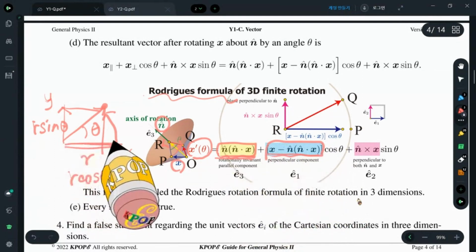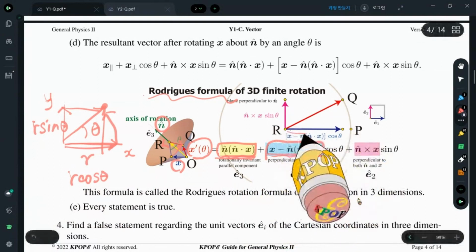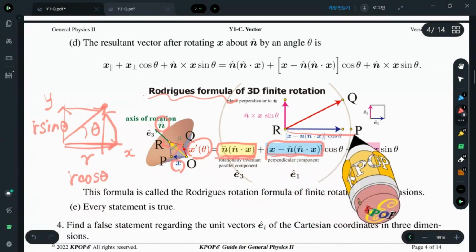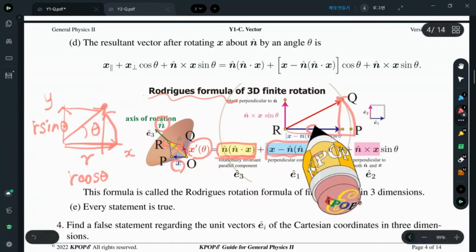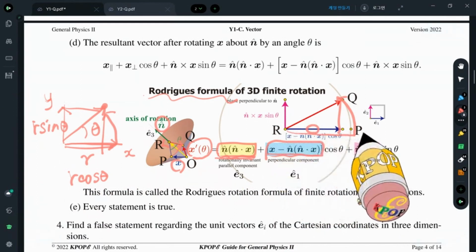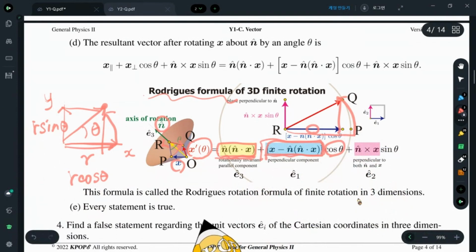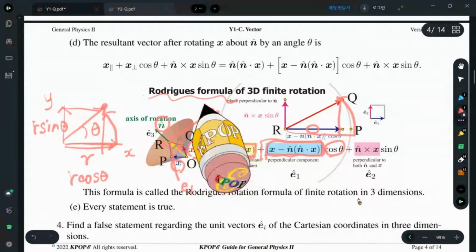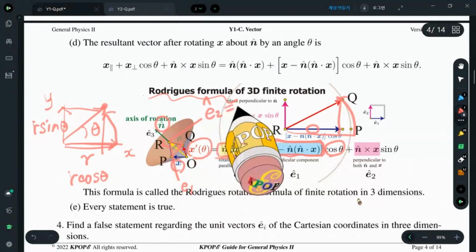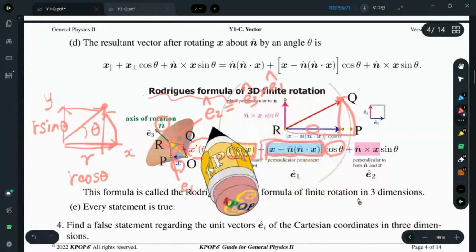This is the original perpendicular component. This original relative perpendicular component rotates like that. So the resultant expression for the perpendicular component is this one multiplied by cosine. And for another axis, assumed to be e1 hat, then e2 hat can be obtained in this way, and e2 hat is actually e3 cross e1, the cross product.